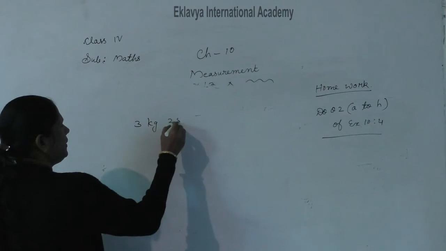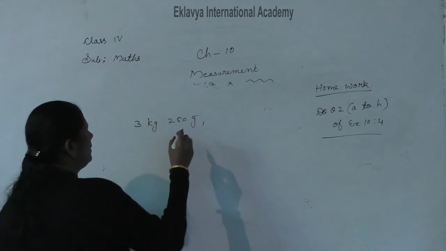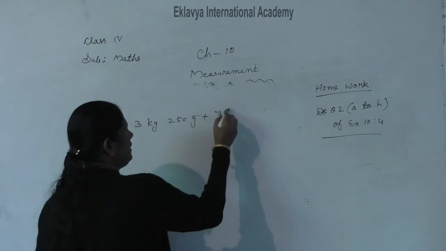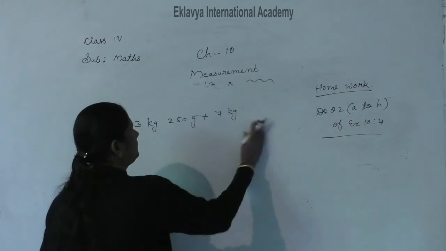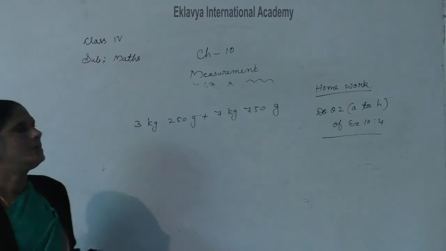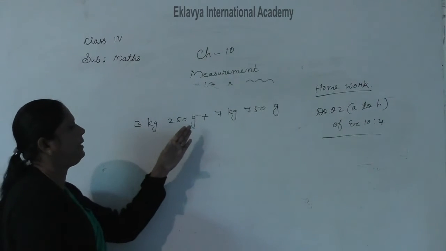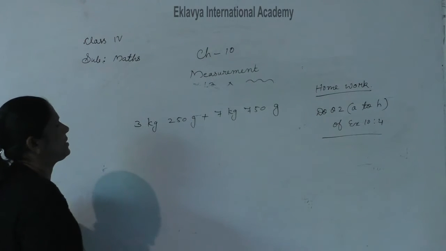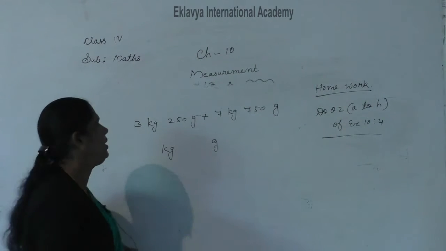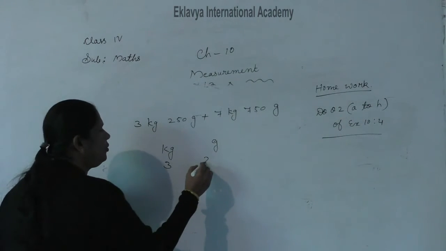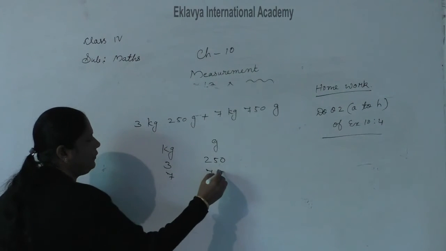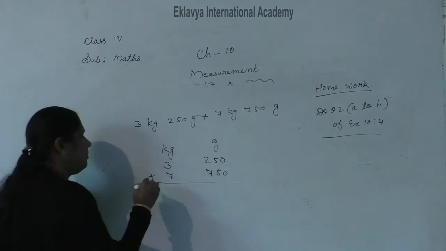kg 250 gram, plus 7 kg 750 gram. Here kg and gram. First you make a 2 column kg gram. Now you write 3, 250, here 7, 750. Then add this number.